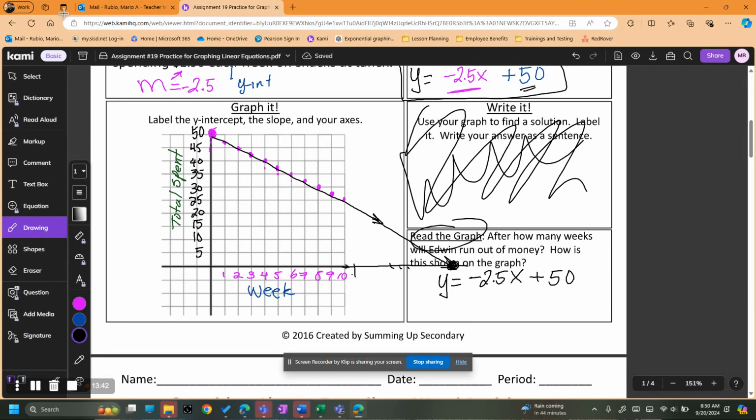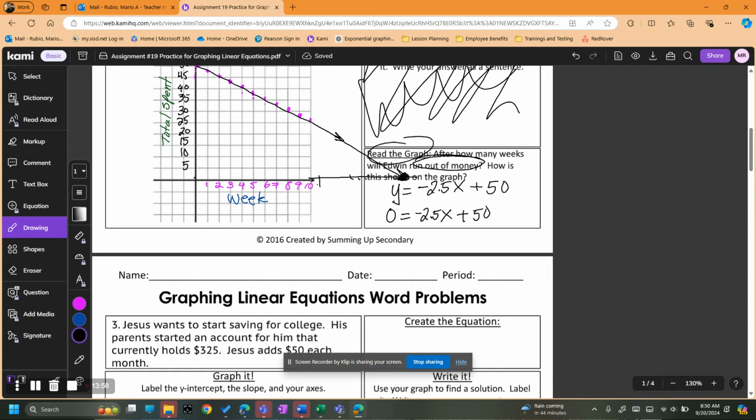Okay, so how many weeks until he runs out of money? When you're out of money, that means that our y is going to be at 0. So when y is 0, what is our x equal to? How many weeks is that? We'll have to solve this by bringing 50 to the other side. Then divide by negative 2.5.